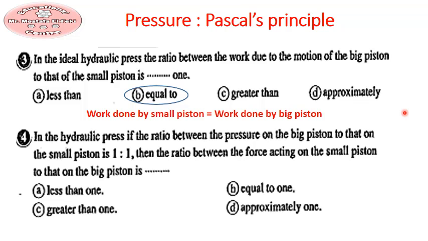In the hydraulic press, the ratio between the pressure of the big piston to that of the small piston is 1 to 1. Then the ratio between the force acting on the small piston to the force acting on the big piston: the force of the small piston is less than the force of the big piston, so the ratio is less than 1.